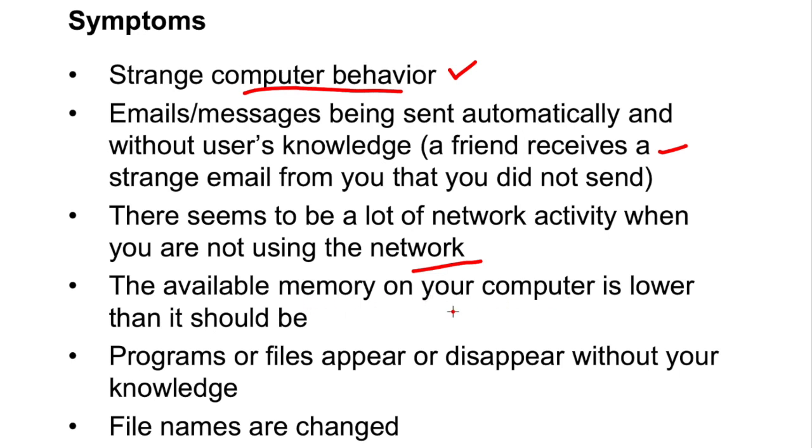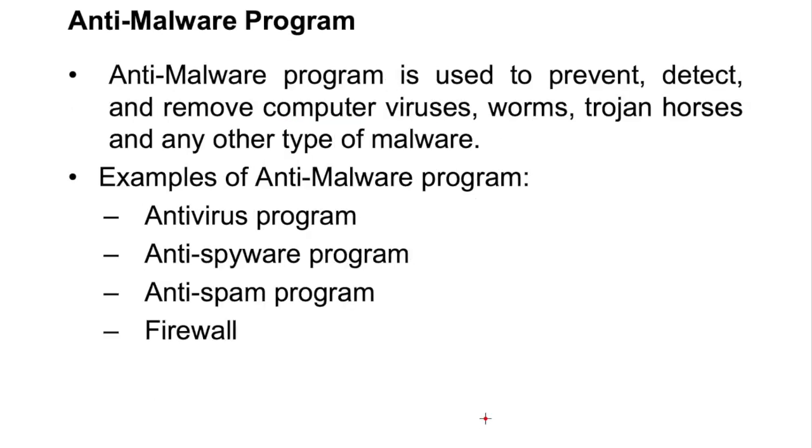The available memory of your computer is lower. For example, when the system takes only 3 or 4 GB of the RAM to run, and then the load on the RAM could be much higher. Also, there could be some symptom of spyware or a virus. Programs or files appear or disappear without your knowledge. File names could be changed.